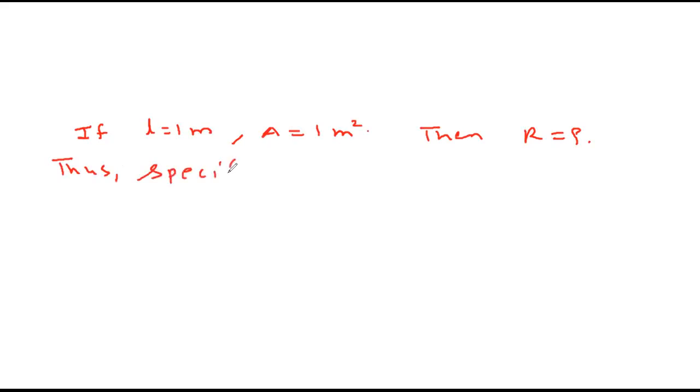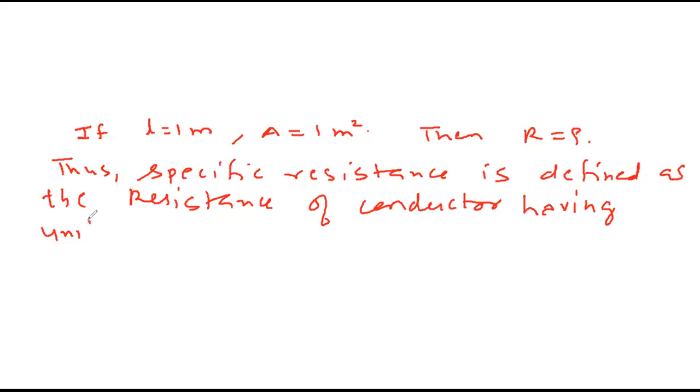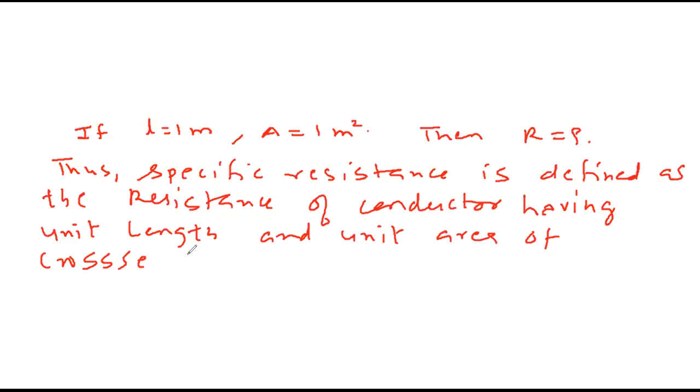Thus, specific resistance, rho, is defined as the resistance of a conductor having unit length and unit area of cross section. Unit length and unit area of cross section.